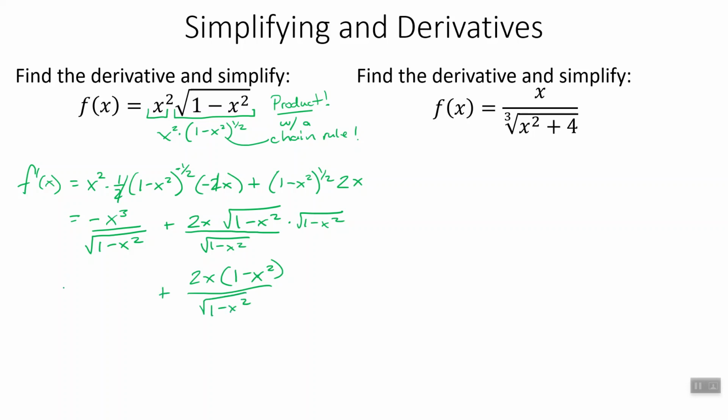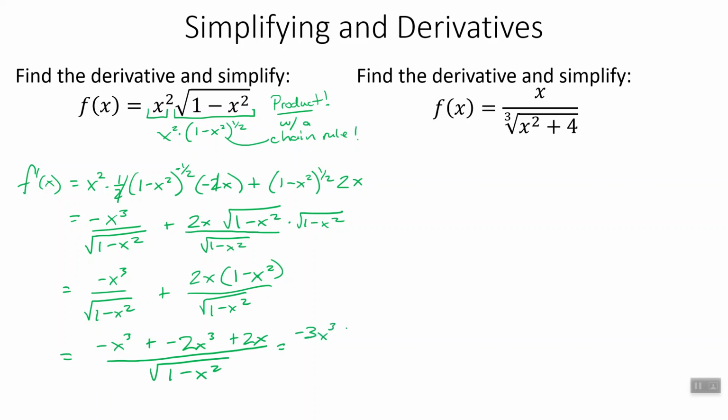Still plus this other guy. So negative x to the third over square root of 1 minus x squared. So now we have a common denominator, so we can put those tops together. We get negative x to the third plus, if we distribute this 2, we're going to get negative 2x to the third plus 2x, all over our common denominator of the square root of 1 minus x squared. And we can combine like terms here. We're going to get negative 3x cubed plus 2x over the square root of 1 minus x squared.